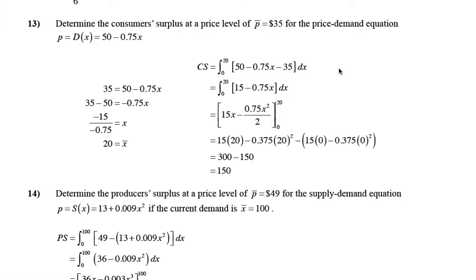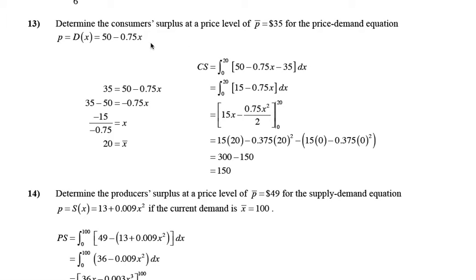Okay, questions 13 and 14 are similar. You do effectively what you did in question 12, where you find the area between two curves, the area between two functions on an interval. But they both deal with surplus at market demand and market price. Those are also referred to as the equilibrium price and the equilibrium quantity.